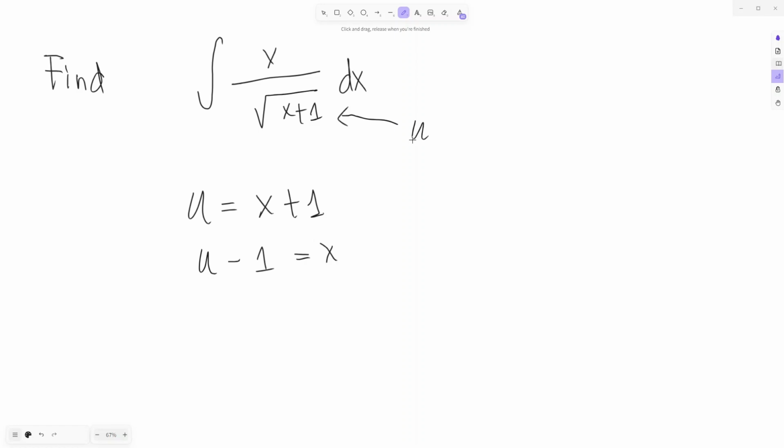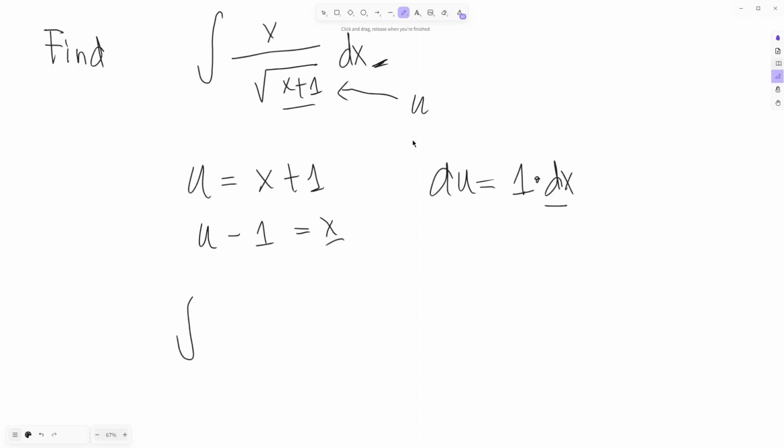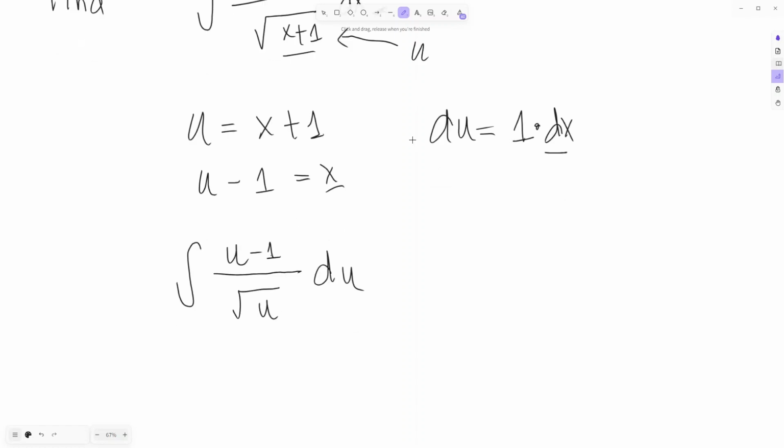Now, when we derive u, we will end up with du is just equal to 1 times dx. So now we have pretty much all our parts. We have x, we have this function over here as u, and we have dx, which is du. Okay, so now we plug all of that stuff in. We're going to end up with u minus 1 over the square root of u times du. Right?